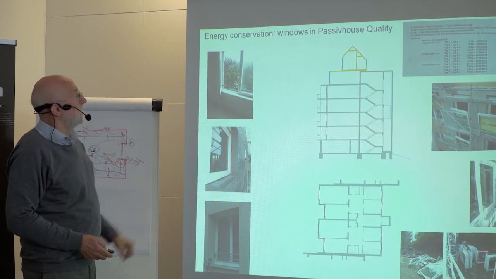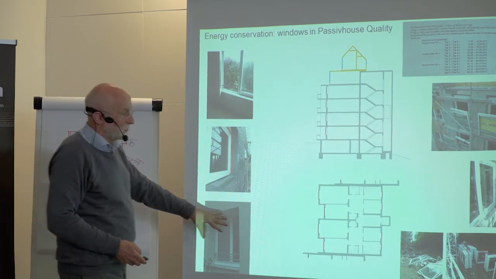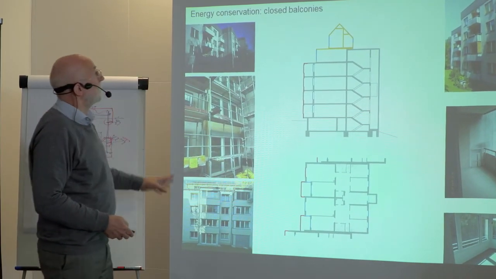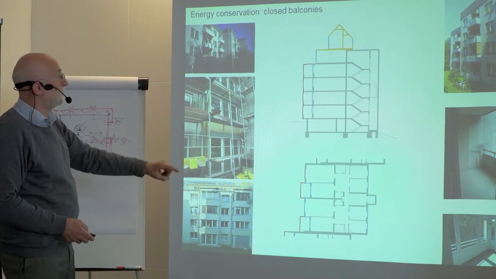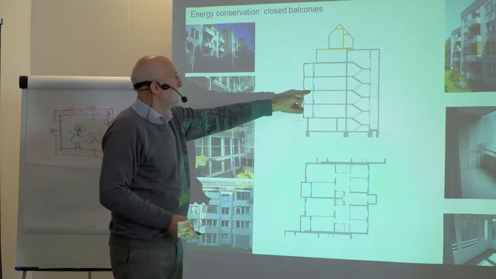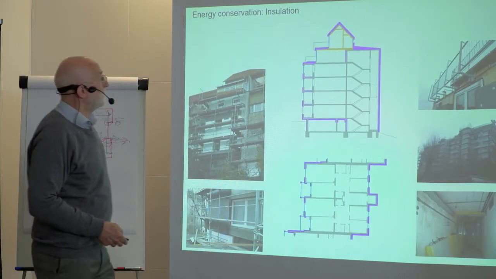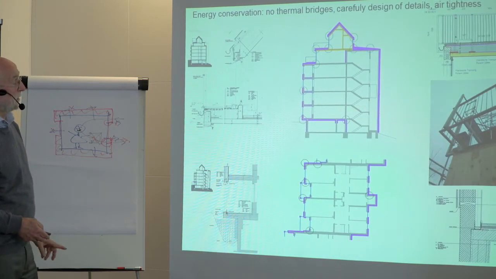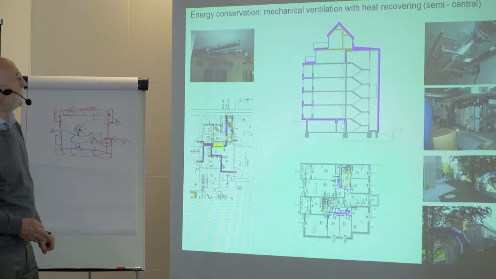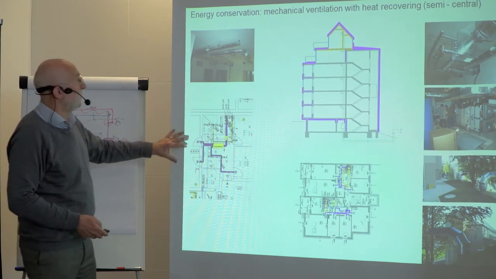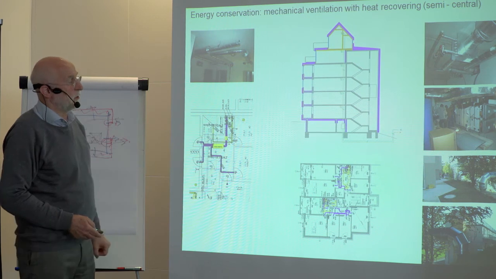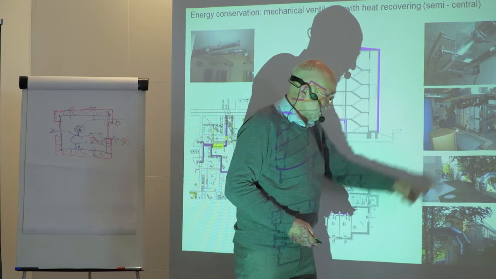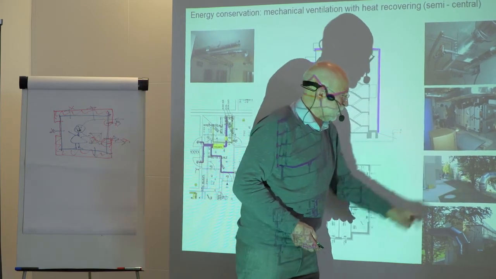Energy conservation by good windows in passive house quality, old ones, new ones. We close the balconies to have no thermal bridges, but to gain some energy, to have very high insulation, good details, and energy conservation by ventilation with controlled heat recovery. It's in the basement of this house, a central system, in, out of the air.